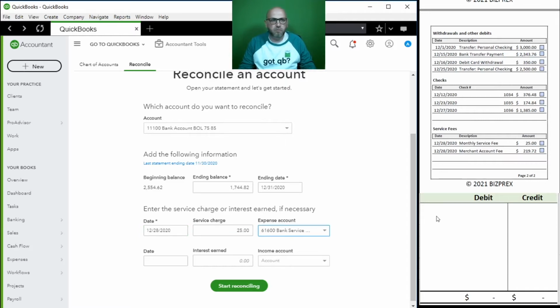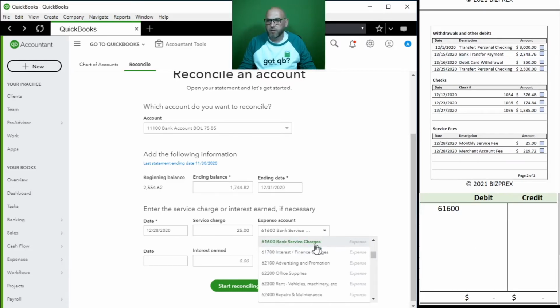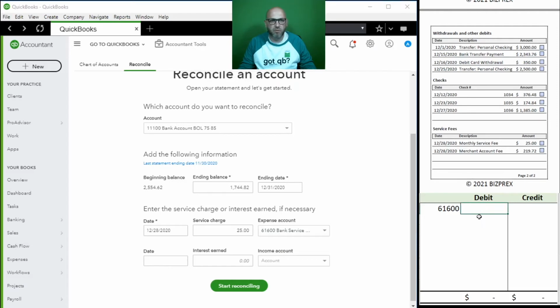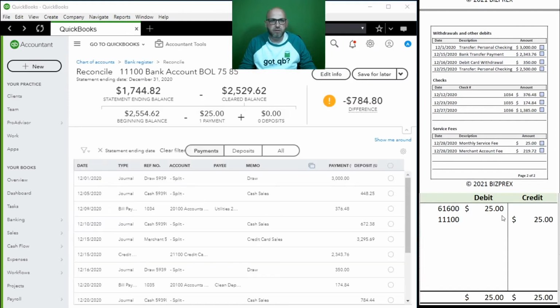All right. So again, once we proceed in complete reconciliation, this $25 will be booked, and we have to understand how we book it. What's being impacted? We know one thing for sure, that bank service charge, this expense, will go up. Expenses go up when debited. What else is happening? Well, they'll take that money out of our bank account, so our bank account balance will be reduced by $25. Bank account is an asset. Assets are reduced when credited. So this amount is a debit to account 61,600, and it is a credit to account 11,100. So let's go ahead and start our reconciliation.